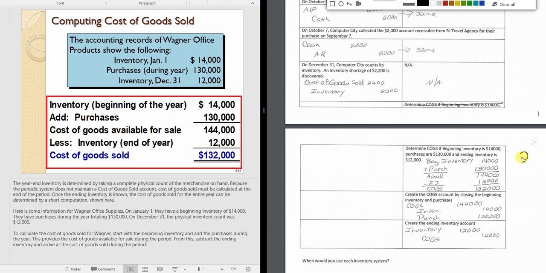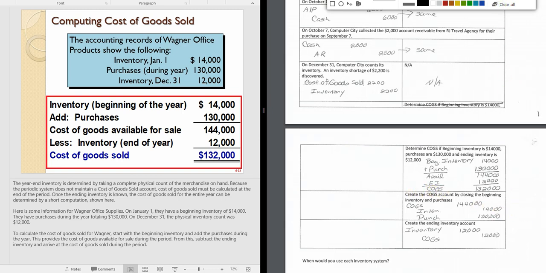Let's say you started off the semester with 2 pencils and you purchased 7 more. That gives you 9 available and you had 3 left. So how many did you use? 6. So let's put accounting terminology to that. The 2 is beginning inventory. My 7 is purchases. My 9 is available. My ending inventory is 3. So how much I used, or in this case, cost of goods sold, is 6.